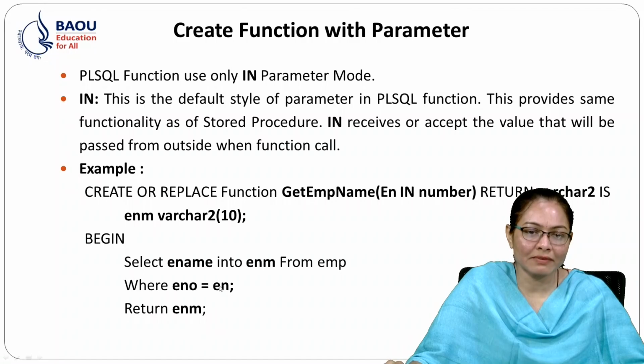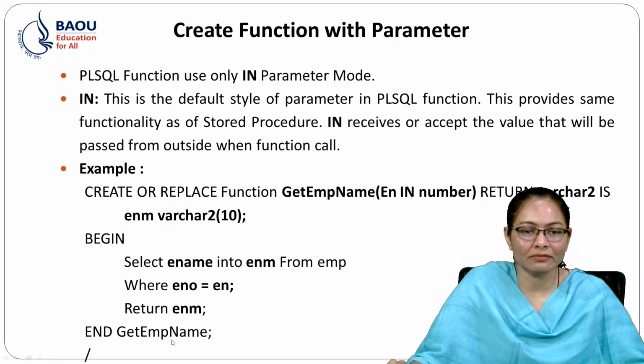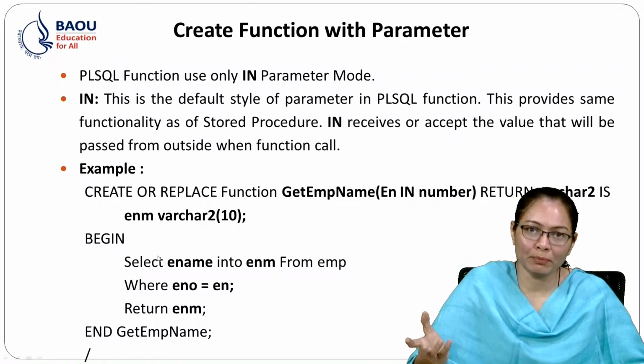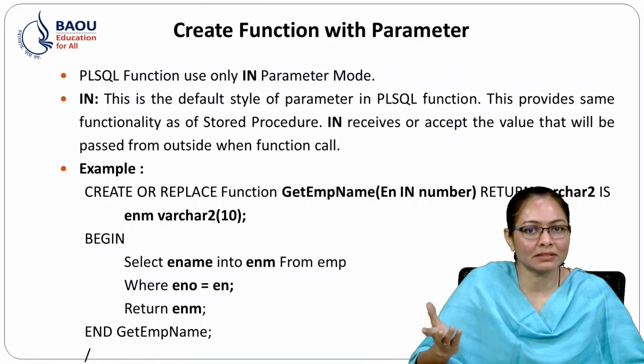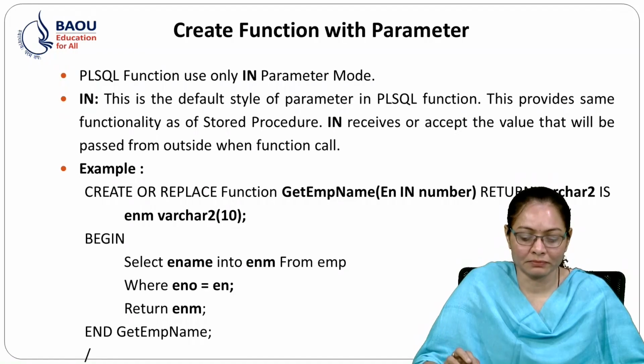So we pass the employee number variable, and it will fetch the employee name from the employee table and return the answer as the employee name. And then the function name, then a semicolon, and then the slash sign is used for execution. So this function is used to accept the employee number and return the employee name.